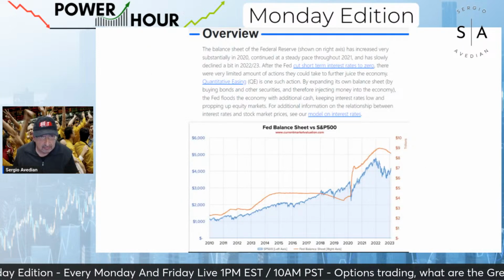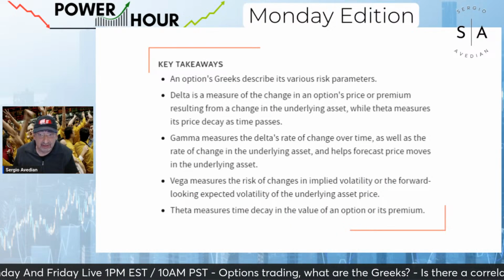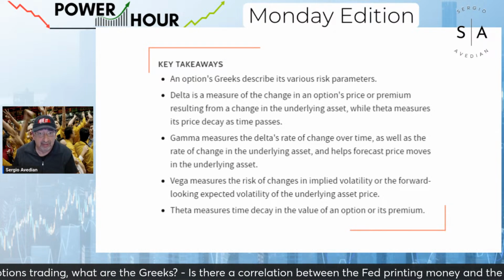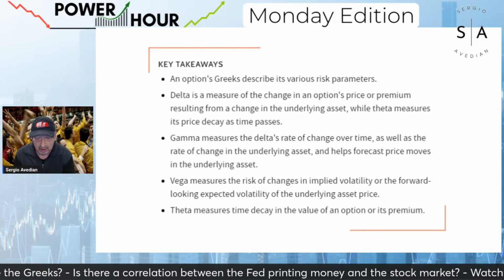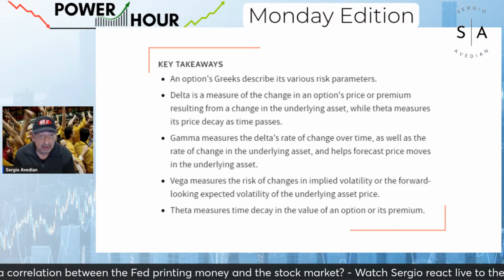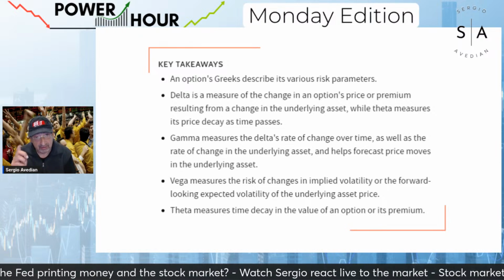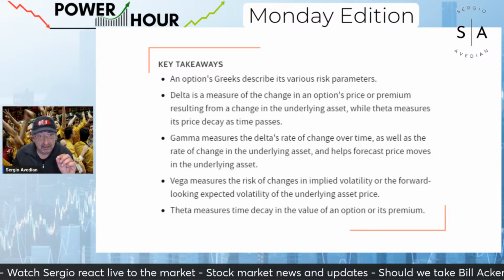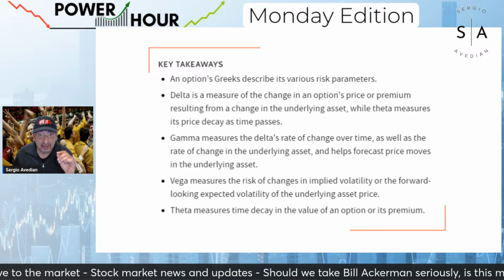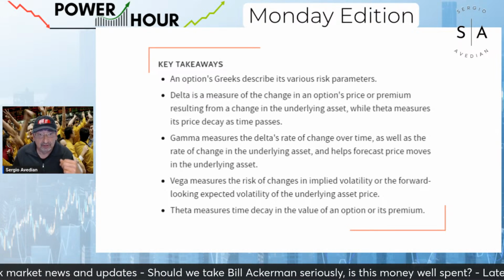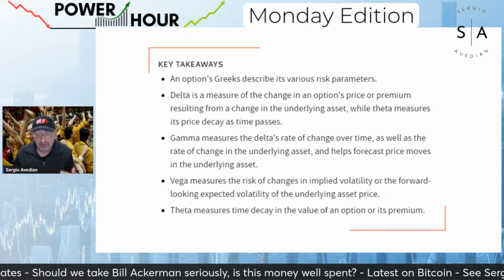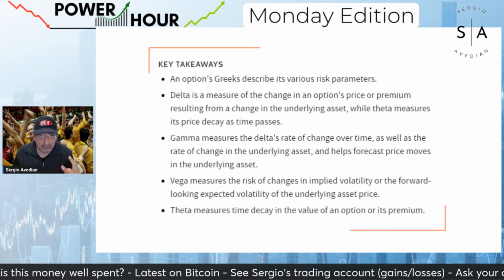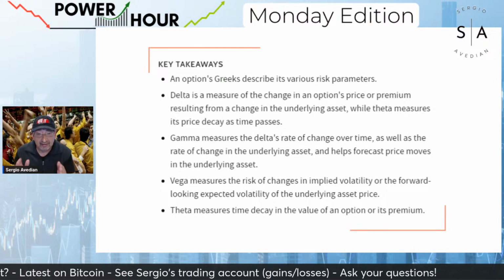The third thing is the key takeaways, okay? What are the key takeaways? Options Greeks describe its various risk parameters. 100% agree. Now, delta is the one that I told you guys to pay attention to, right? The delta is a measure of change in an option's price or premium resulting from a change in the underlying asset. So let's say we have that $10 strike price, okay? You bought the $10 calls for $1, okay? The delta is immediately known.